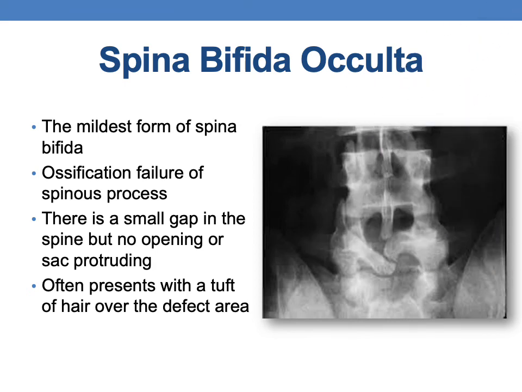Spina bifida occulta is the mildest form of spina bifida. In most situations, this condition is asymptomatic. I have treated many patients over the years that did not know they had this condition until they came into my office and I took x-rays of their low back. Spina bifida results from failure of ossification of the spinous process. It presents as a small gap in the spine, but no opening or sac protruding.